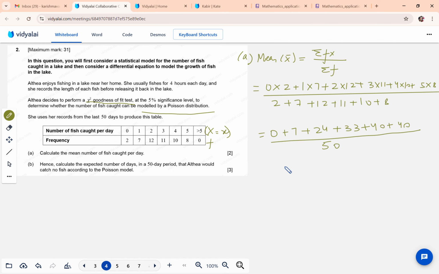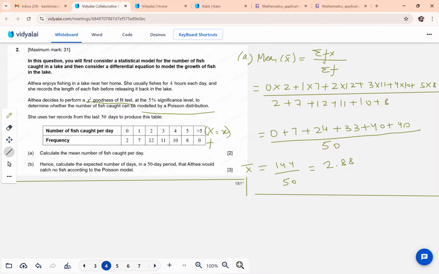If you add the frequency, it comes out to be 50. If you add the numerator, it will be 144. So 144 divided by 50 is equal to 2.88. So our mean here is 2.88. Okay, so we are done with part A. Now we will see part B.